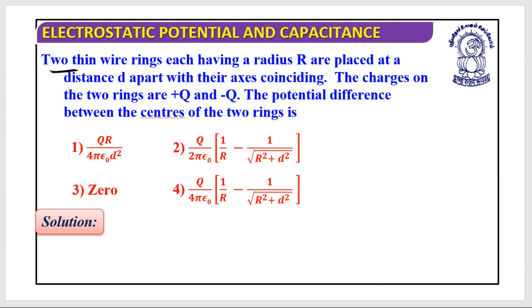Look at the question, go through this. The question says that two thin wire rings, each having a radius of r, are placed at a distance d apart with their axes coinciding. The charges on the two rings are plus q and minus q. The potential difference between the centers of the two rings is, yes, this is the question. How can you do this?